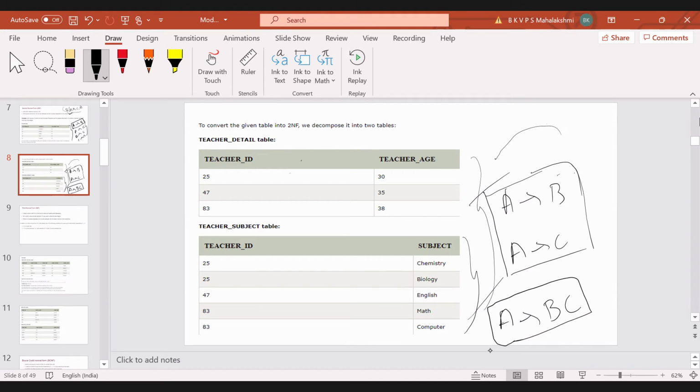That means in my table, the data will not get lost. So that means it is lossless decomposition. While decomposing something, we have to remember that it should be lossless. Okay, when you decompose, if you miss some attribute, then it won't work.